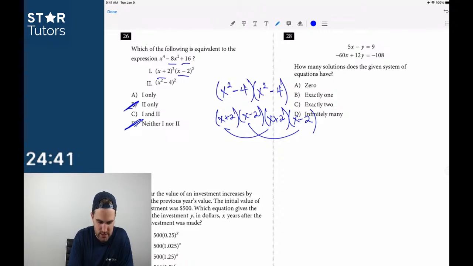And x squared minus 4 quantity squared is also right. So I think 26 should be C. Yeah, because we have 2, right? These two can just be combined.